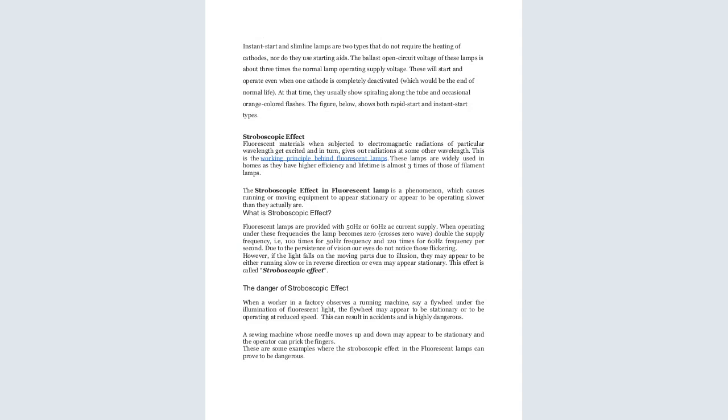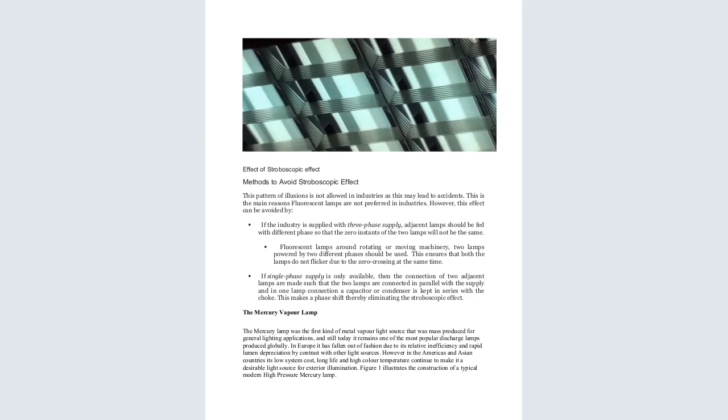A sewing machine also, whose needle moves up and down, may appear to be stationary, and the operator can prick their fingers. So these are some examples where the stroboscopic effect in the fluorescent lamp can prove to be dangerous. You can see the effect here. This pattern of illusion is not allowed in industries, as it may lead to accidents. This is the main reason why fluorescent lamps are not preferred in industries.